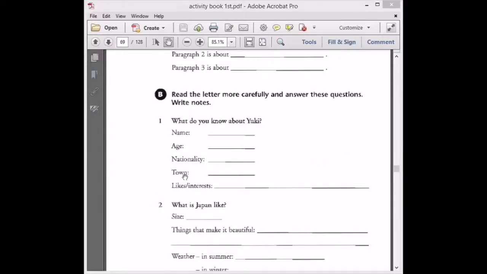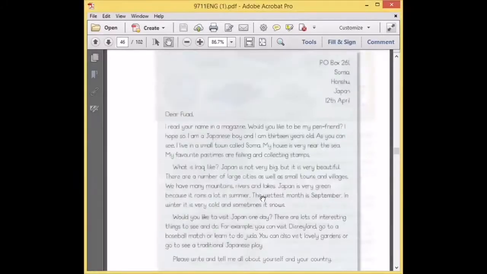And now the town. From which town is Yuki? Abdul, Tokyo is the capital city of Japan. Now we are speaking about Yuki. From which town in Japan? He is from Soma town. He's saying that he is from a small town called Soma, right? So his town is called Soma.